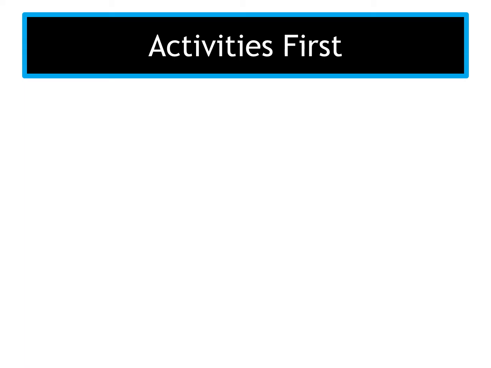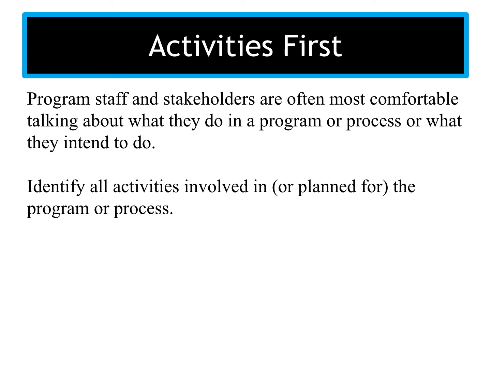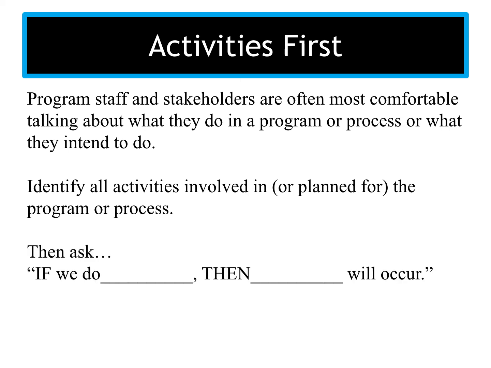So how do we develop logic models for a program? Some people like to start with the activities first. Program staff and stakeholders are often most comfortable talking about what they do in a program or what they intend to do. So this would be starting with the activities first to develop the logic model. They would identify all activities involved in the program and then create a series of if-then statements. If we do X, then Y will occur. They would then start in the middle of the logic model and work to complete both ends.